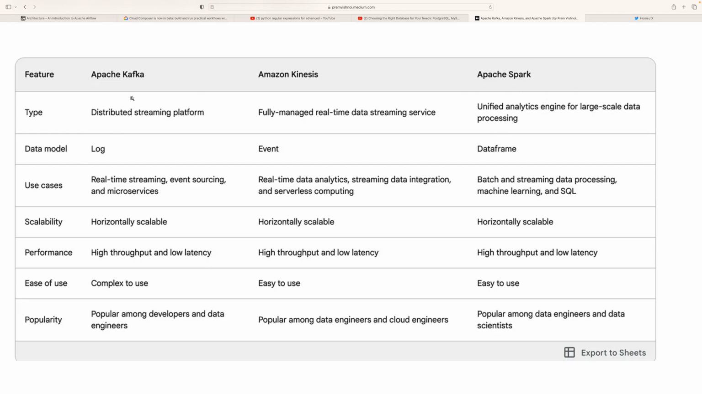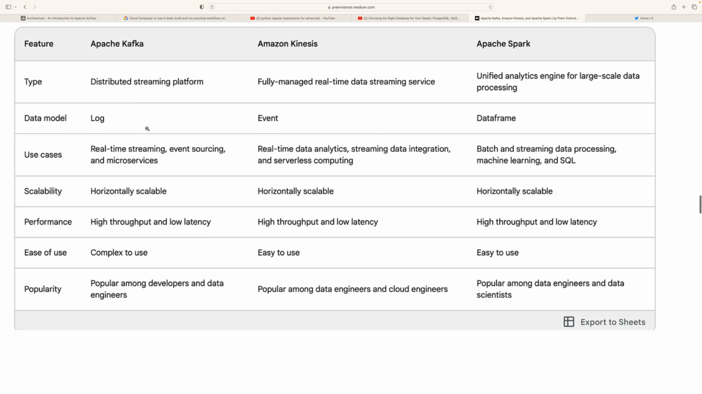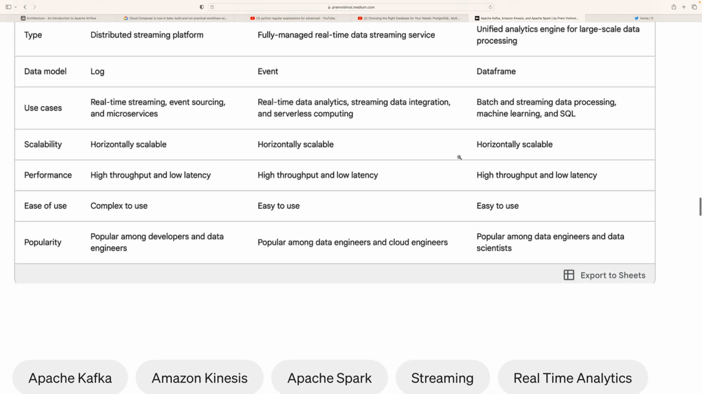In the data model, Apache Kafka is a log. It stores the data in the log, Amazon Kinesis is event-based, and Apache Spark uses a data frame. Use cases: real-time streaming, event sourcing, and microservices; real-time data analytics, streaming data integration, serverless computing; batch and streaming data processing, machine learning, and SQL.